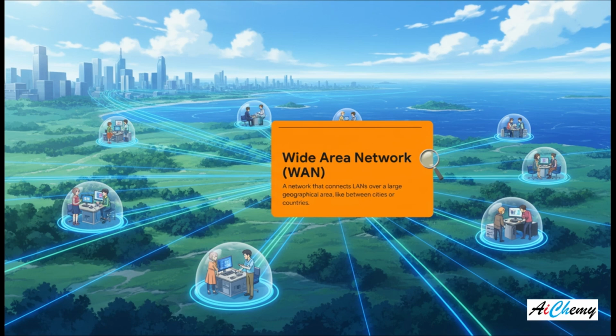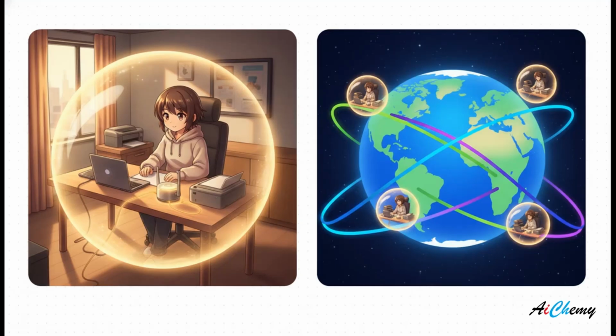And to do that, it usually has to rent space on the big communication lines owned by telecom companies. This slide really breaks it down nicely. On the one hand, you have the LAN. Scope, small, a single office, a single building. You own it, you control it. Simple. Then you have the WAN. Scope, huge. We're talking cities, countries, continents. And because you can't own all that infrastructure, you have to use public or leased lines from carriers. So the big idea is LANs connect devices, but WANs connect LANs.